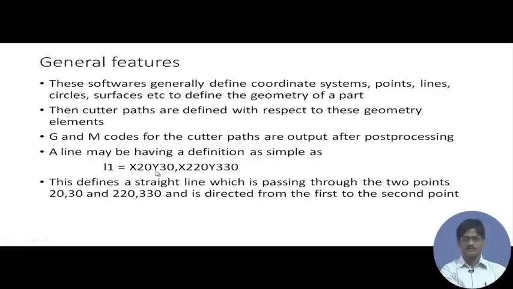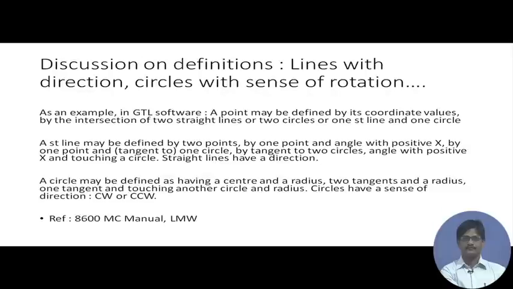That means it has a sense, it is directed from the first point to the next point, which means all lines, and you will find all circles also in the software that we are going to discuss, are supposed to have a direction associated with them. So, let us look at some examples. If we take up the GTL software from the reference manual 8600 NC of Lakshmi Machine Works, there a point may be defined by its coordinate values, like you can simply say P1 is equal to x20 y30, that is a point.